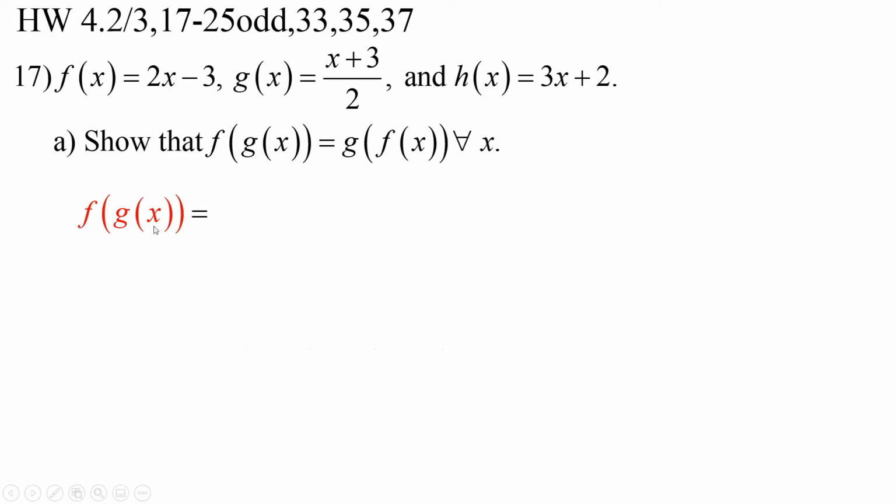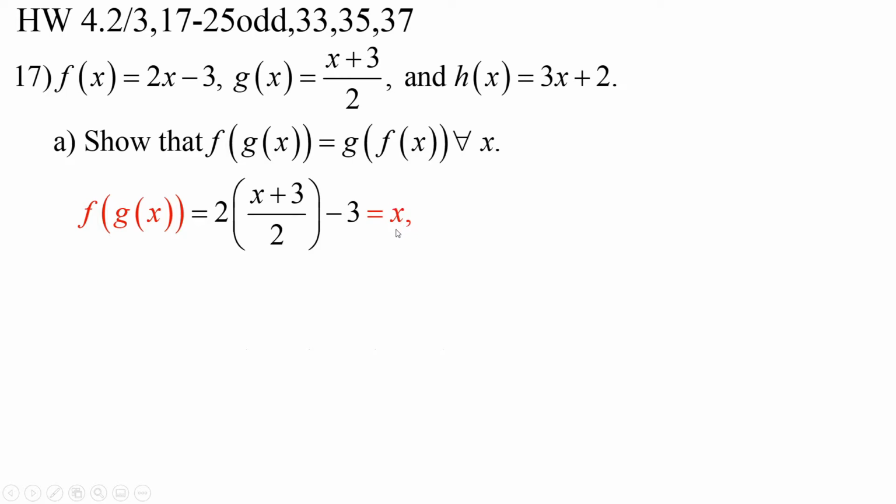So, f of g of x. Remember, you start with your function f, which is 2 times x minus 3. But I hope you notice where the variable x is. I have a big old set of parentheses because rather than f of x, we have f of g of x. So within this parenthesis, where the x was, we have to replace that with g of x or x plus 3 divided by 2. Now simplify. So the 2s would cancel, leaving me x plus 3 minus 3 or x.